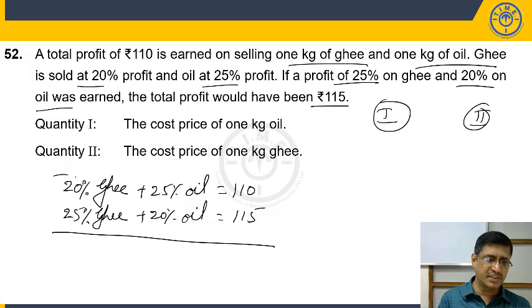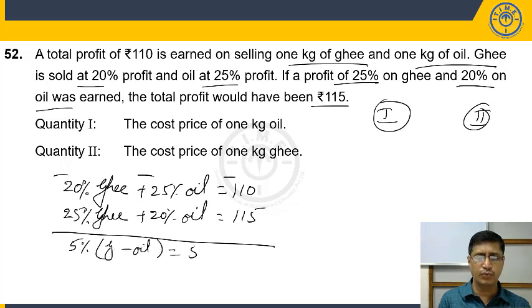When you subtract the first equation from the second equation, we get 5% of ghee minus 5% of oil. When you take 5% as common, ghee minus oil value is 5. So ghee minus oil is positive, which means the value of ghee is greater than that of oil.